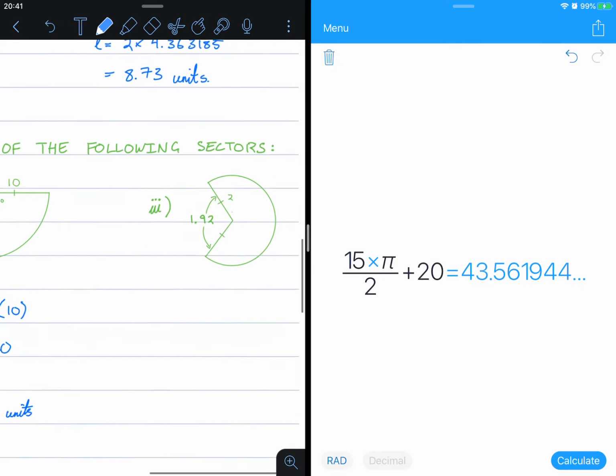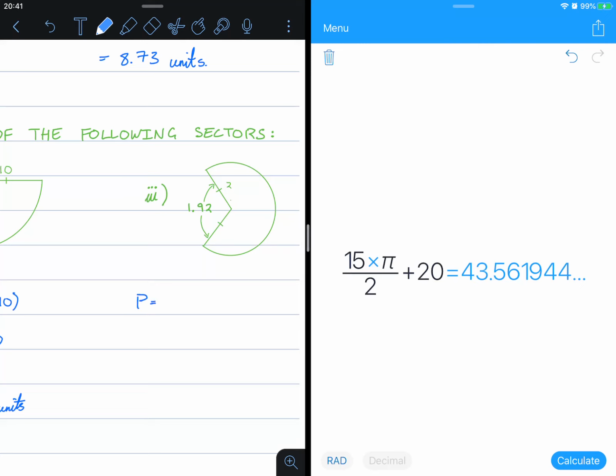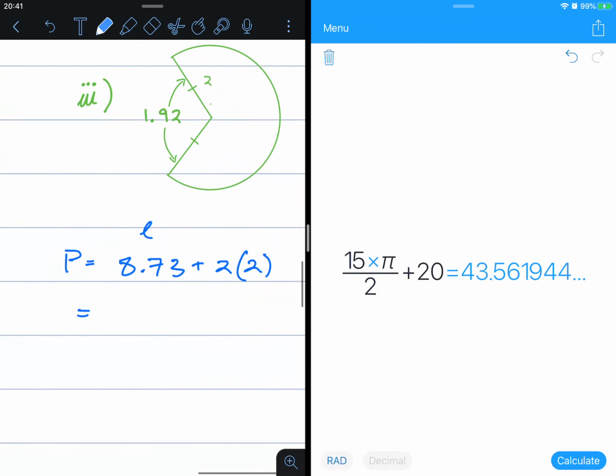And one last time, our perimeter here is 8.73. That's the value of L previously calculated, plus 2 lots of the radius of 2. That's 8.73 plus 4 gives us 12.73 units.